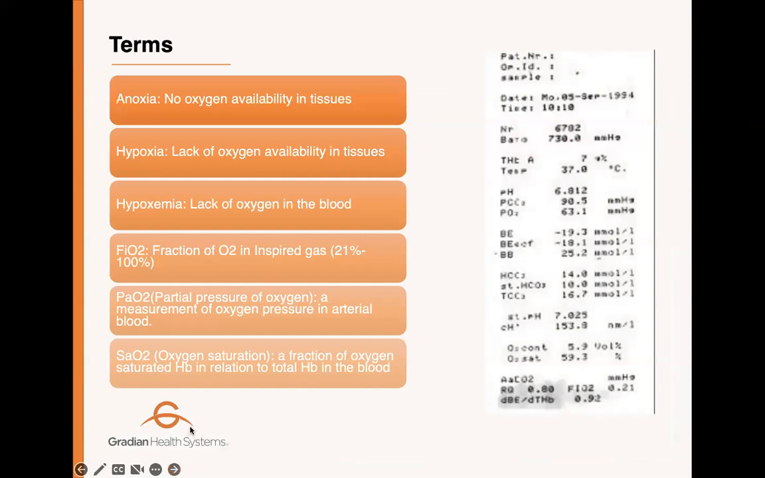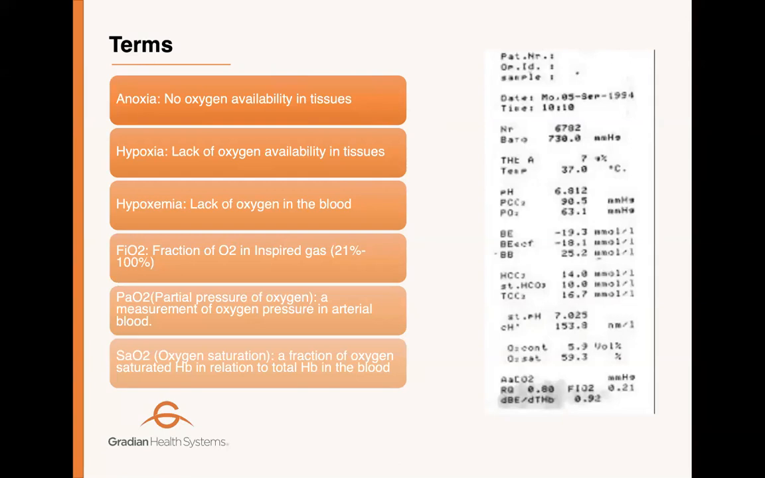So as I said, we will define the terms we use normally in oxygen therapy. Starting with anoxia, this is when there is no oxygen availability in the tissues, completely no oxygen. Hypoxia, which is the main focus of the webinar today, is lack of oxygen availability in the tissue. So you have oxygen, but it's not sufficient for ATP production or cellular respiration. And then there is hypoxemia. This is lack of oxygen in the blood.